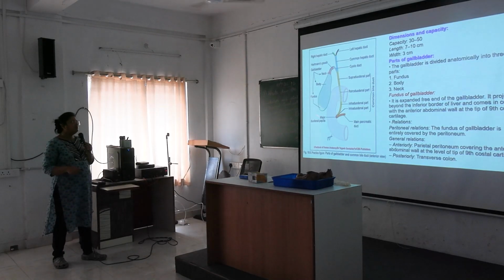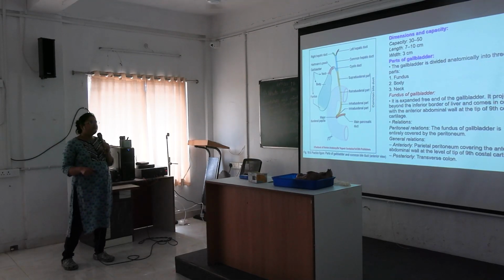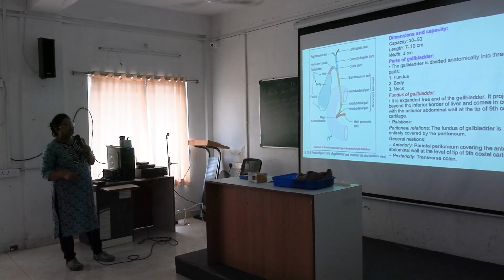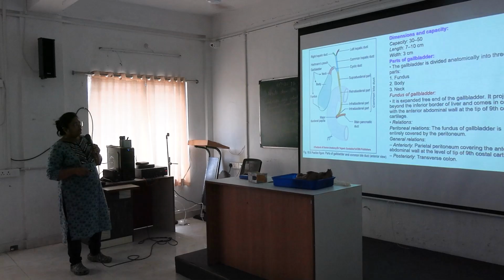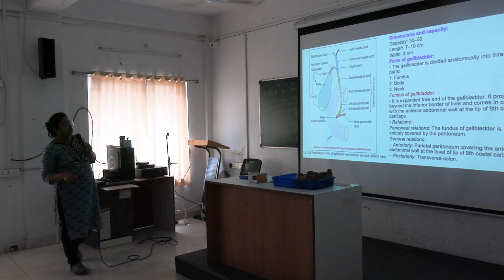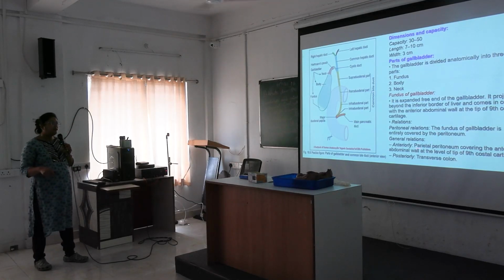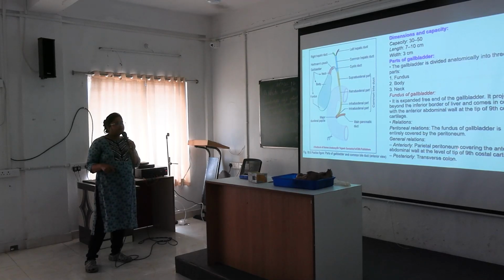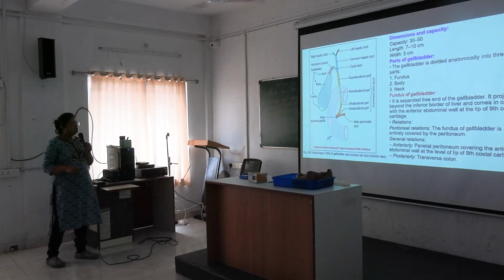Okay. Fundus is the expanded free end of gallbladder, projects beyond the inferior border of liver, comes in contact with anterior abdominal wall at the tip of 9th costal cartilage. This is asked in your surface marking, fundus of the gallbladder. Okay. Relations, peritoneal relation. Fundus is entirely covered by the peritoneum, and general relations, anteriorly lies the parietal peritoneum covering the anterior abdominal wall at the level of tip of 9th costal cartilage. Posteriorly lies the transverse colon.